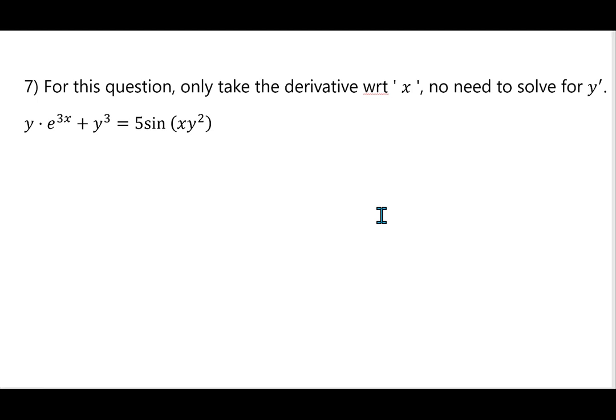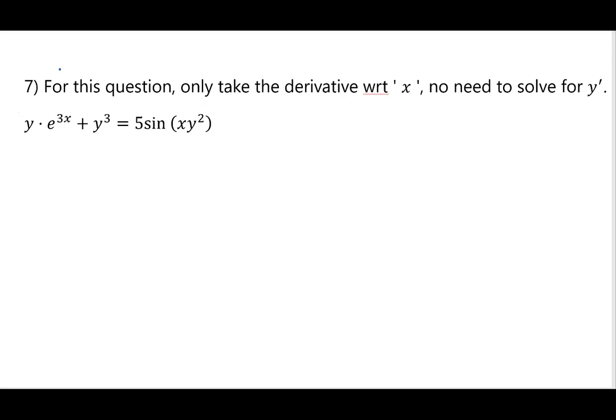First I'm going to notice that here you have y times e to the 3x. We're going to need to use the product rule to take the derivative of that quantity. Then y cubed should be easy. On the right hand side, 5 sine of x times y squared. There the outside function is sine, and when it's time to take the derivative of the inside, that's where we're going to use the product rule.